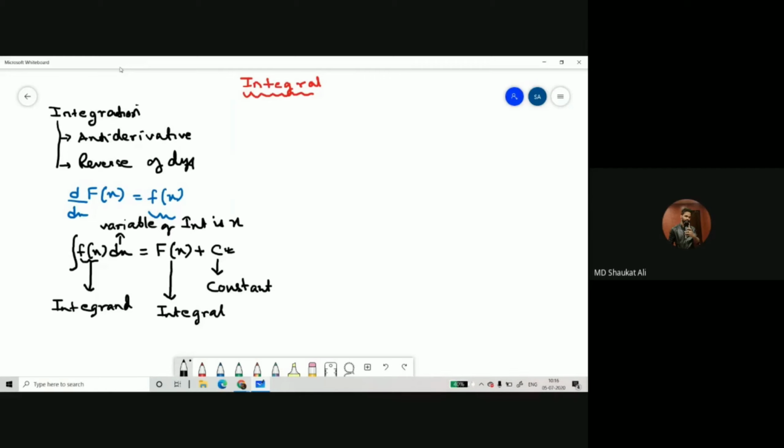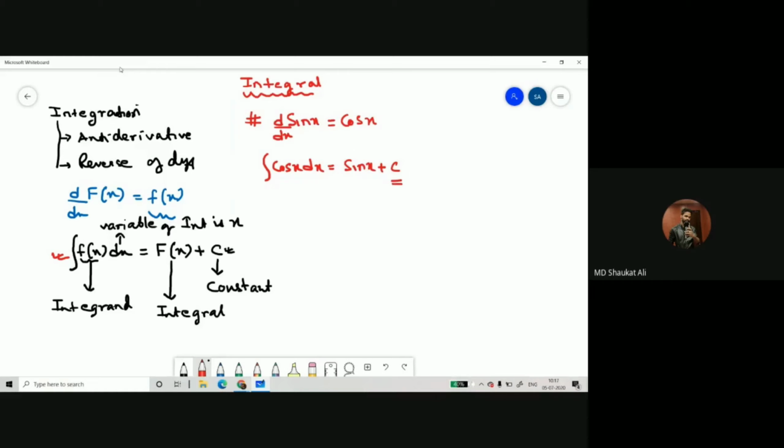For example, we take an example. Look over here. Just look at this. Suppose I say d/dx of sin x. We know d/dx of sin x is cos x, which means integration of cos x dx will be sin x plus c according to the definition. Now, how does c come?